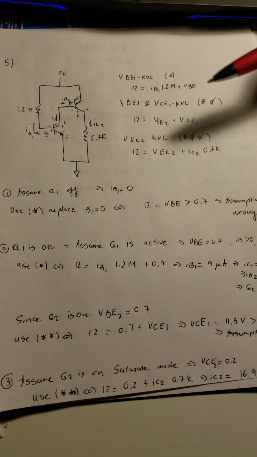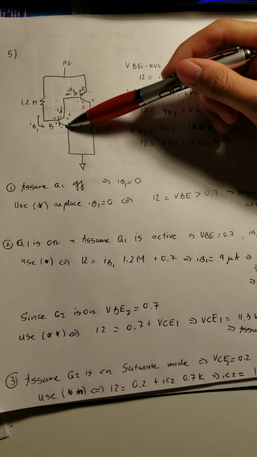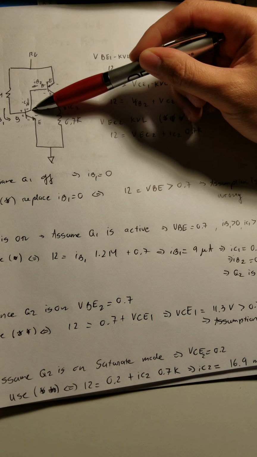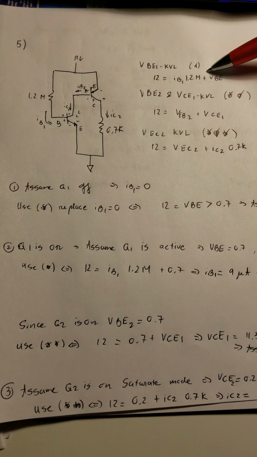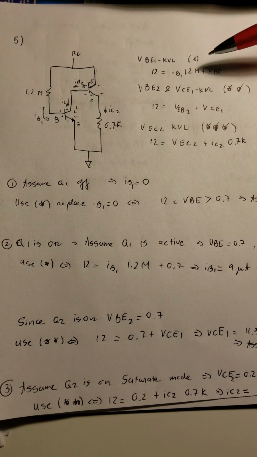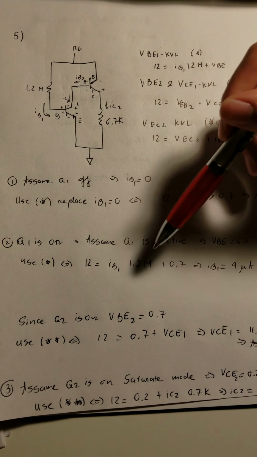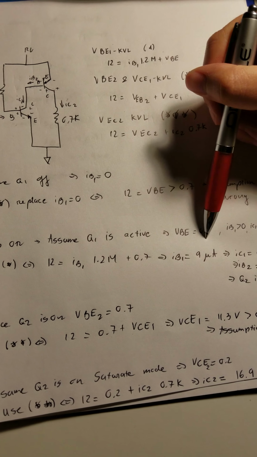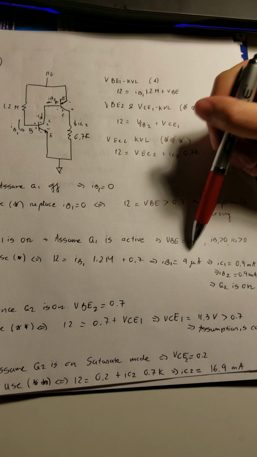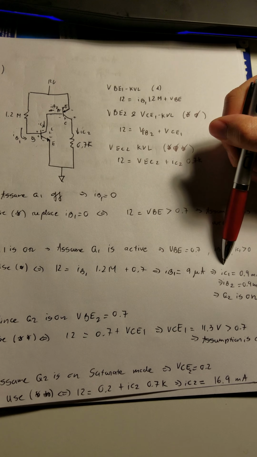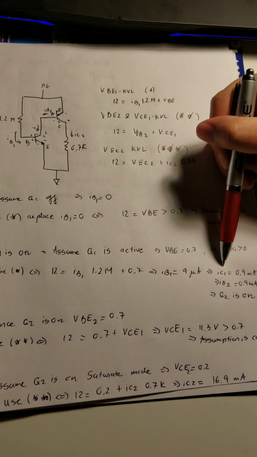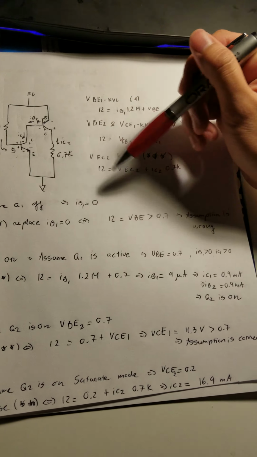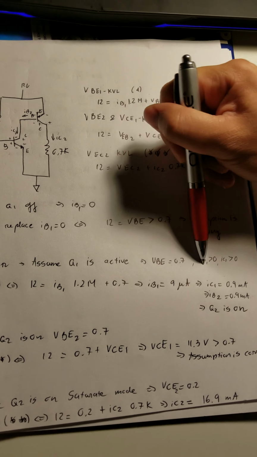So the next assumption we can make is Q1 is on and is active. What that means is VBE is going to be equal to 0.7, IB is going to be greater than 0, and IC is going to be greater than 0. So we use the 1 star equation and plug in VBE equal 0.7, and we find out that IB1 is going to be equal to 9 microamp, and therefore IC1 is going to be IB1 times 100, equal to 0.9 milliamp, and we know that IC1 is the same as IB2, so it's going to be equal to 0.9 milliamp.